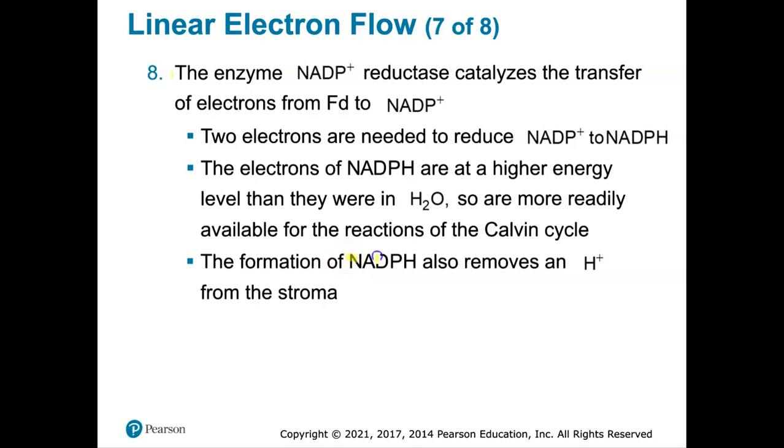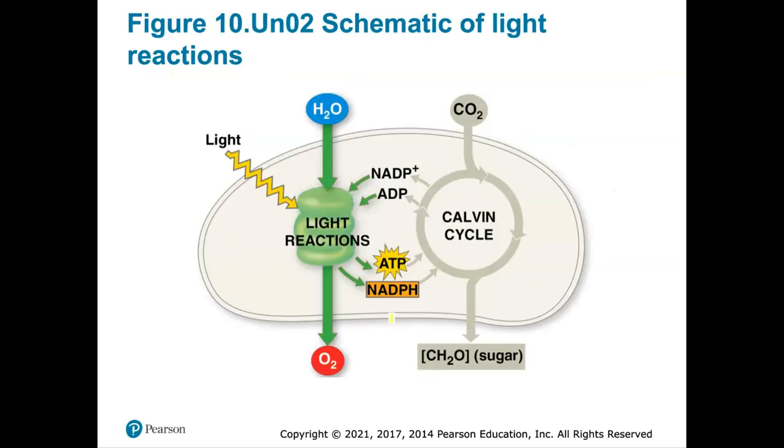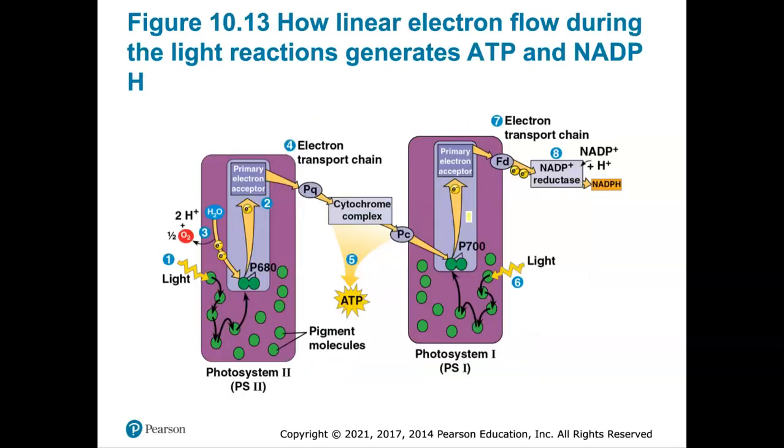So there's not an electron transport chain after photosystem 1, but the electrons are still used to form NADPH. So our final electron acceptor in the case of photosynthesis is NADPH. Remember, in cellular respiration, our final electron acceptor was oxygen. Now that ATP has been produced and NADPH has been produced during the light reactions, they're going to enter the Calvin cycle.